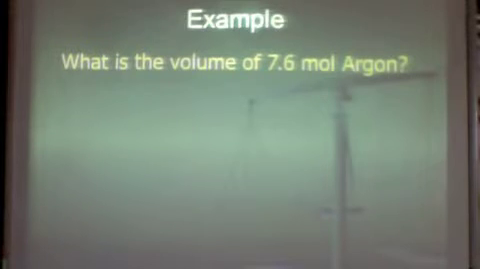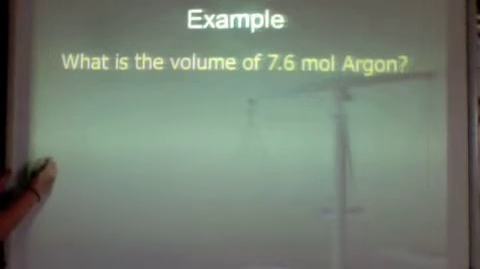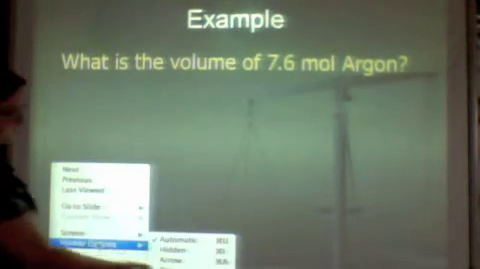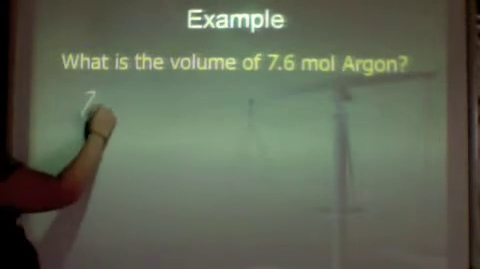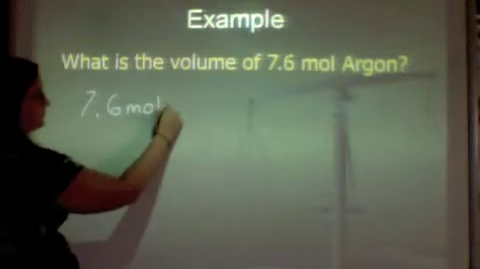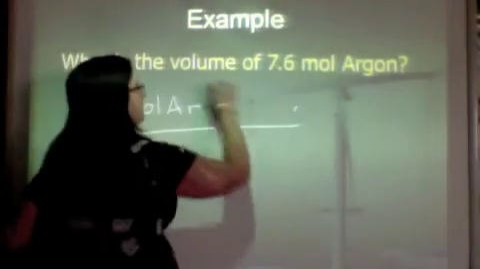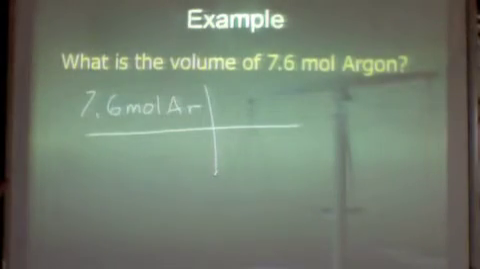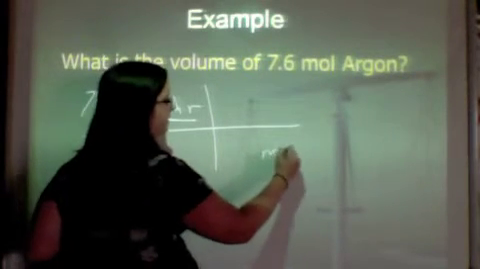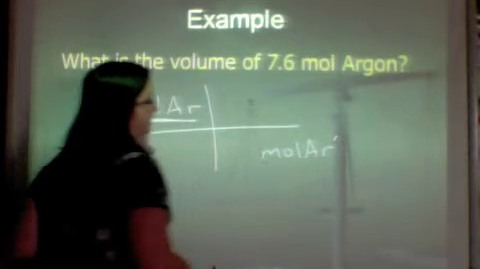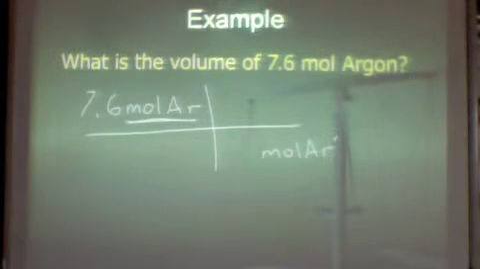So, we're going to go straight into the examples here. And this is probably the easiest conversion to do if you can simply remember 22.4. So we're going to start with 7.6 moles of argon. And we're going to follow that same pattern. We have moles on top. We need to get rid of them, so we're going to put them on the bottom. Whatever you're trying to get to goes on top.